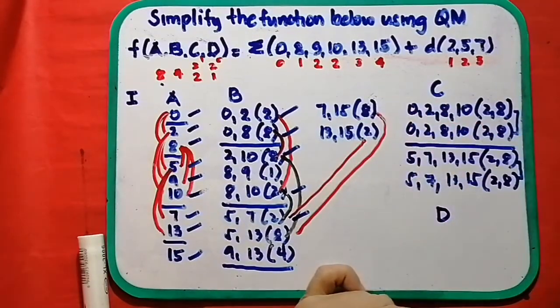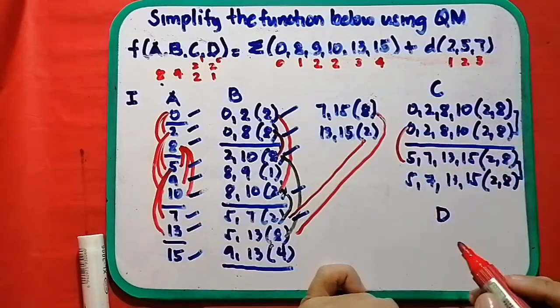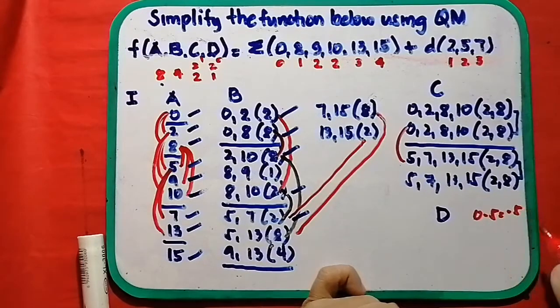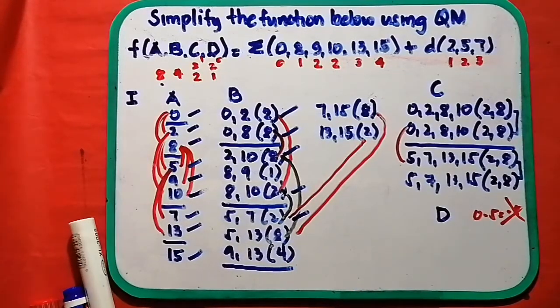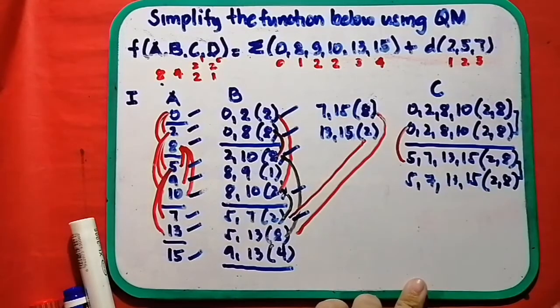0 minus, okay, this will be treated as 1. So, 0 minus 5, okay, 0 minus 5 is negative 5. It's not in powers of 2. So, therefore, we stop at column C. So, we are not going to have column D.